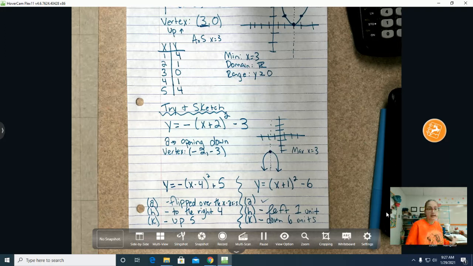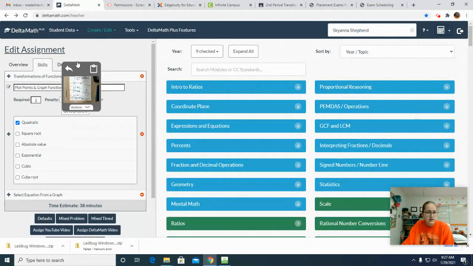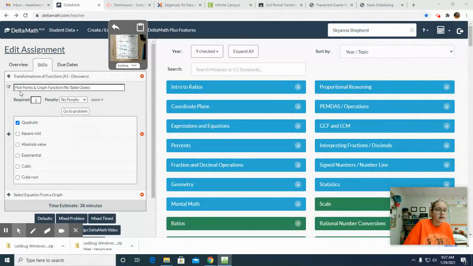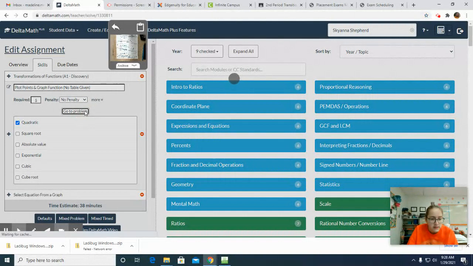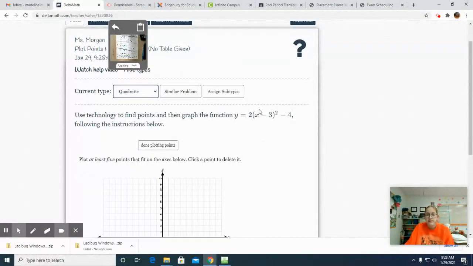So I do want to show you your assignment for today. I have a new camera, so give me a second. Oh, well, that was easy. Okay, so this is what you should have done first before you watch this video. We're going to be plotting points and graphing functions. Now that I think about it, you'll be doing this in class with me, but just as an introduction, you'll be given problems just like this one.